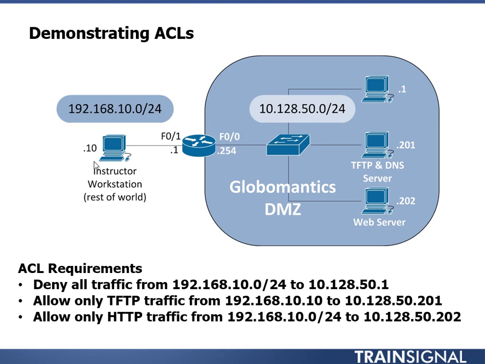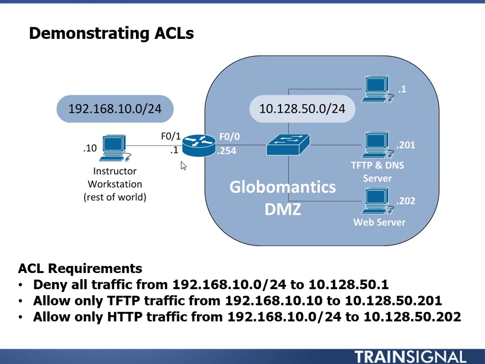Our router interface over here, F0/0, has an IP address of 10.128.50.254. On the other side of the router, we have essentially the rest of the world, and this is going to be my workstation that we're watching in this video. I will occasionally remote desktop to these other devices so you can see what's happening on the other device, but ultimately this instructor workstation is going to represent the entire internet or the whole world from outside. And that network is 192.168.10.0/24, and my workstation is .10, and the router's interface is .1, and that's on the F0/1 side of the router.